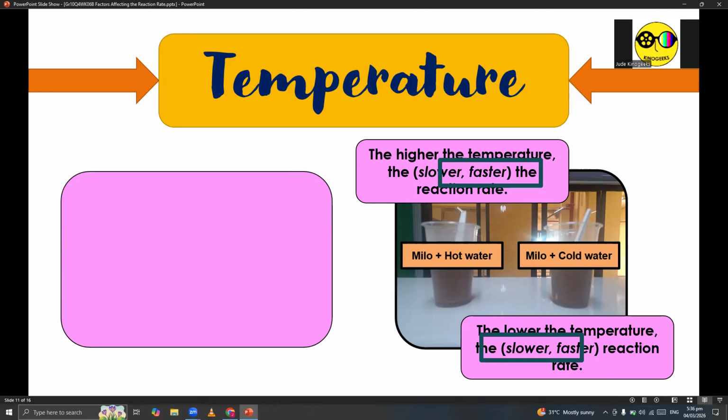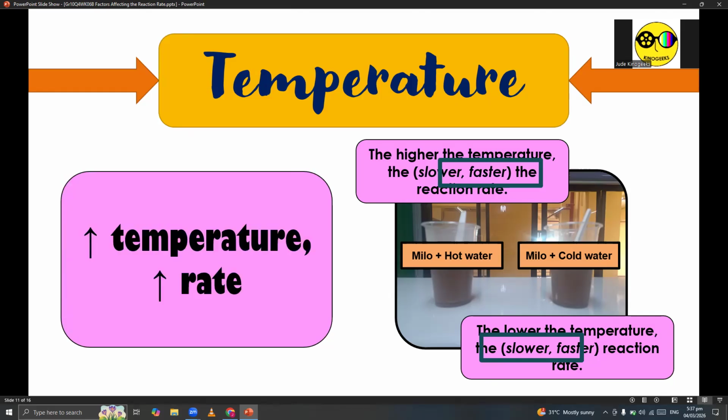So, once again, if you want your reaction rate to speed up or to increase, then therefore the temperature must be higher.